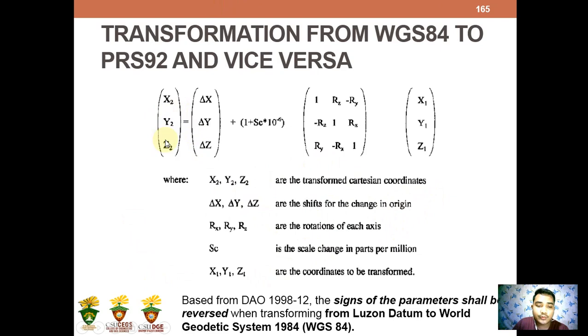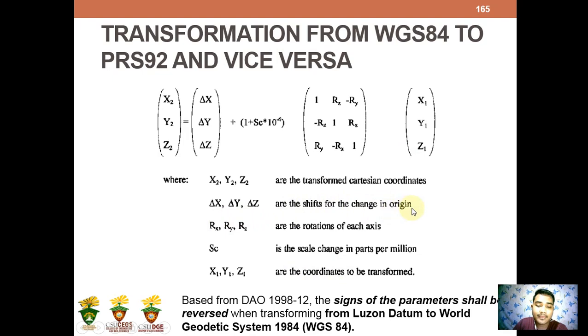So, we have here the formula: x2, y2, and z2 is equal to delta x, delta y, and delta z, plus 1 plus the scale times 10 raised to the power of negative 6, times the matrix 1, rz, negative ry; negative rz, 1, rx; ry, negative rx, and 1, times x1, y1, z1. Here x2, y2, and z2 are the transformed Cartesian coordinates, what we are looking for, while the change in x, y, and z, the delta x, delta y, delta z, are the shifts of the change in the origin.